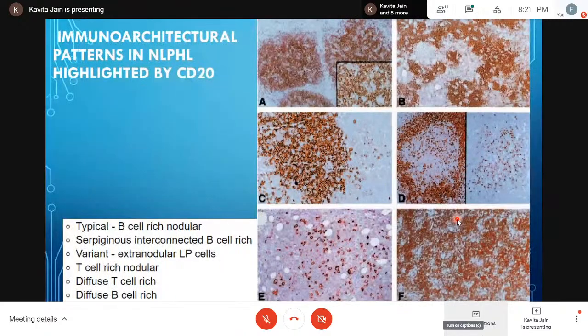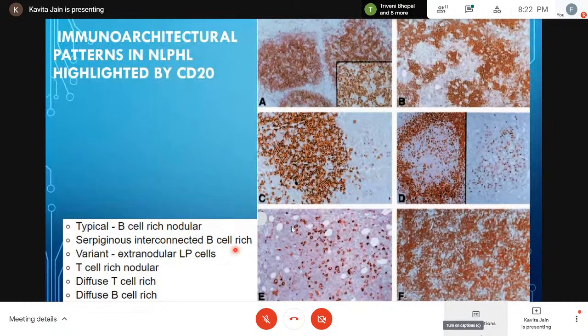So depending on the immunostaining and the architecture, they have been divided into 6 immunomorphological or immunoarchitectural patterns, which we should just be aware of for completion's sake. They have closely opposed nodules, then they have serpiginous interconnected B-cell rich areas. Then we have extranodular LP cells. Normally they are found within the nodules.